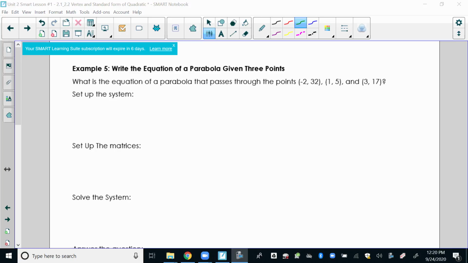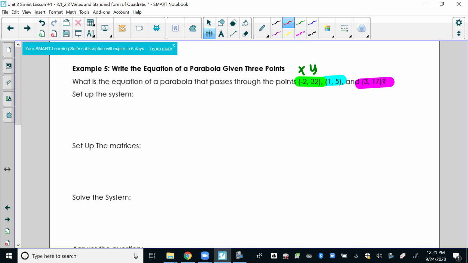If we're using vertex form, those 3 unknowns are going to be a, h, and k. But we're going to use standard form because it's a bit easier to manipulate than vertex form when we're solving for 3 unknowns. So what do we know here? Well, we have 1 set of x and y, 2 sets of x and y, and 3 sets of x and y. That's going to be important as we see when we start substituting these values in.